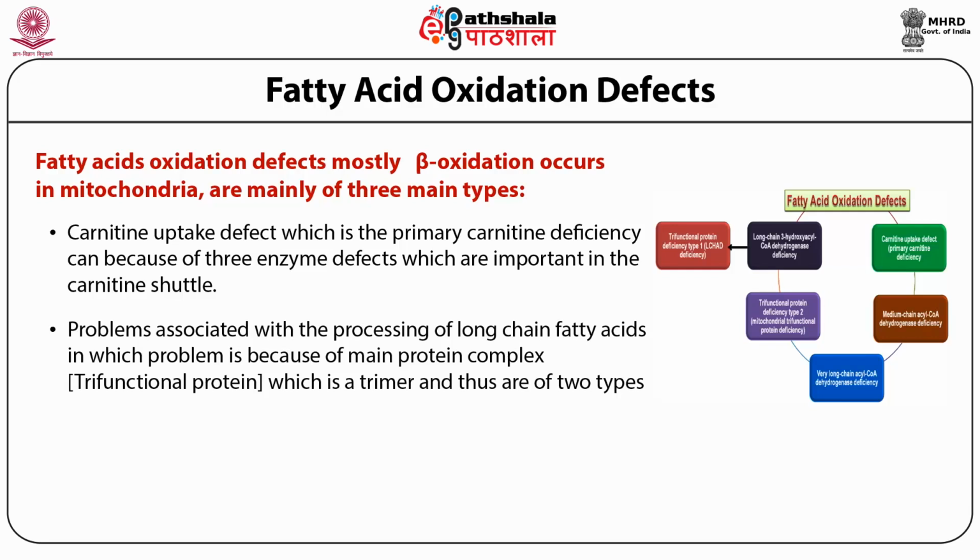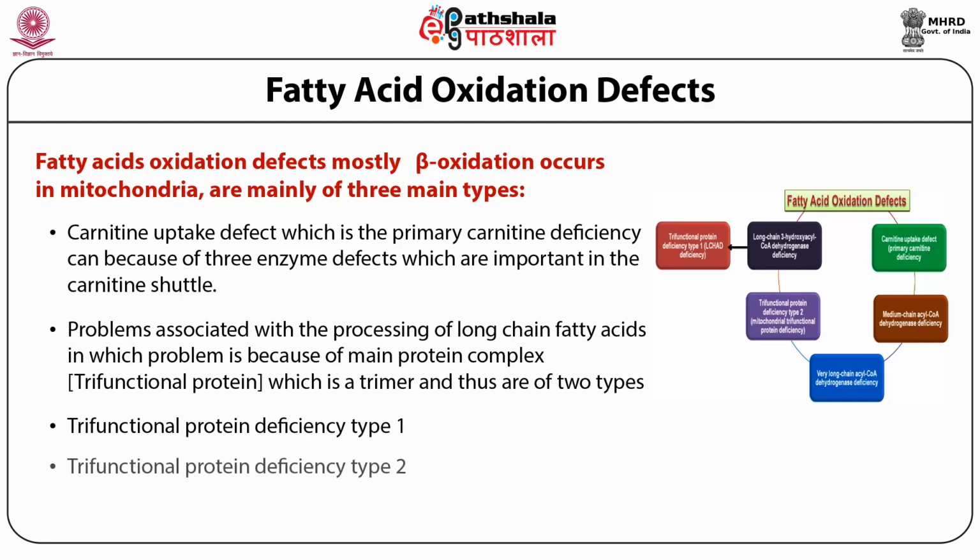The second type includes the problems associated with the processing of long-chain fatty acids, in which the problem is because of the main protein complex, the trifunctional protein, which is a trimer, and thus are of two types: the trifunctional protein deficiency 1 and the trifunctional protein deficiency 2.